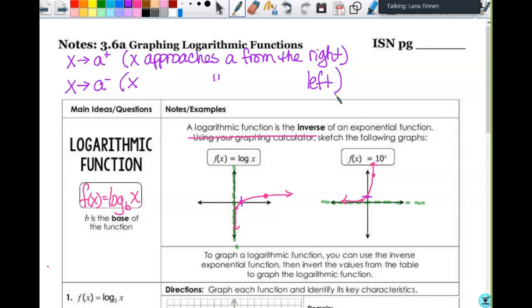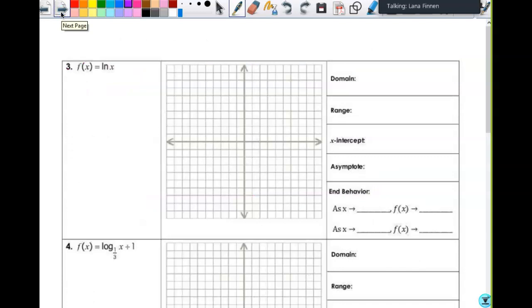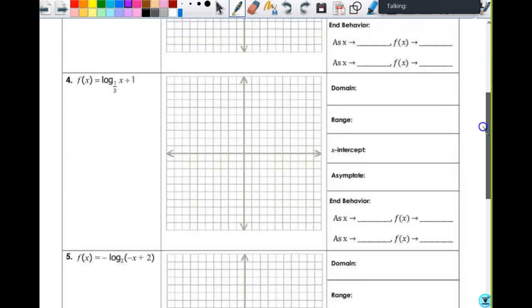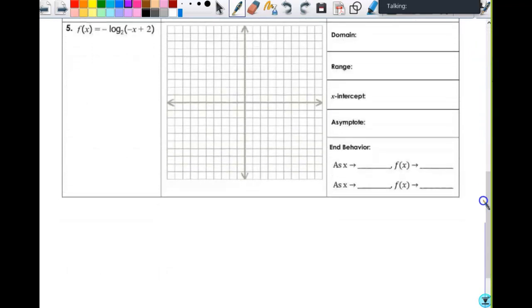Okay, let's move on to number 5. Going all the way to number 5.